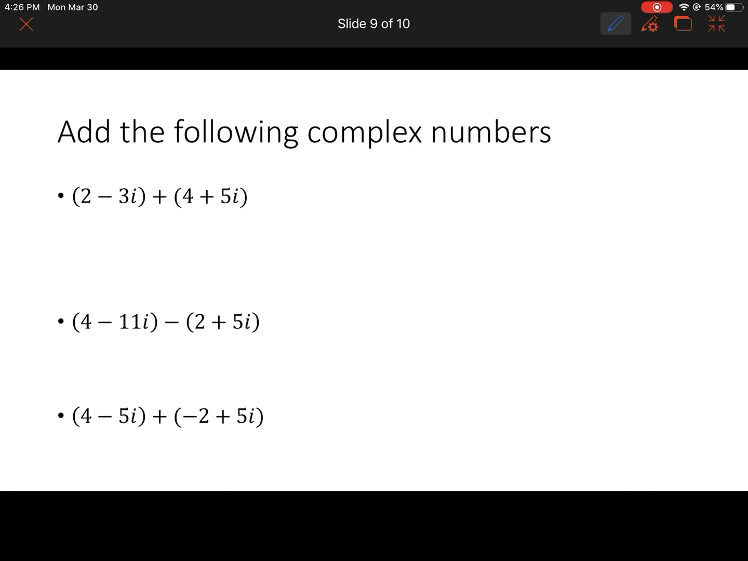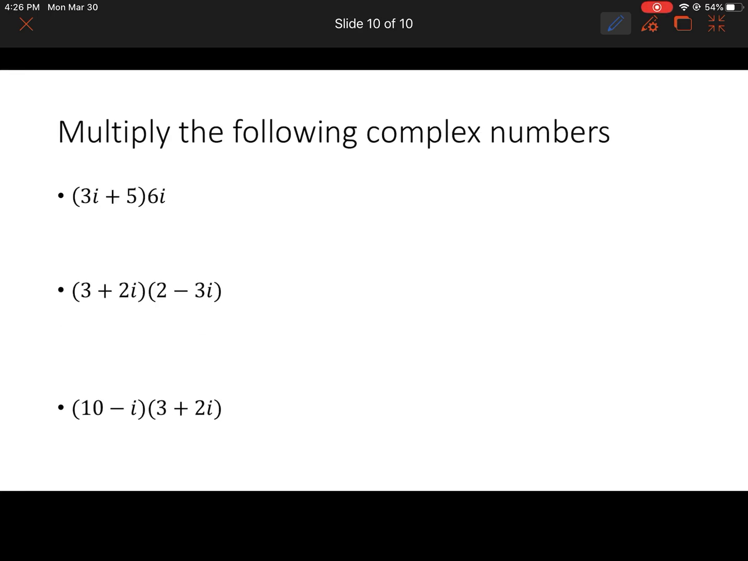These are your problems, just 3 of them. Add the following complex numbers, and then 1 more. 3 where you're multiplying complex numbers.